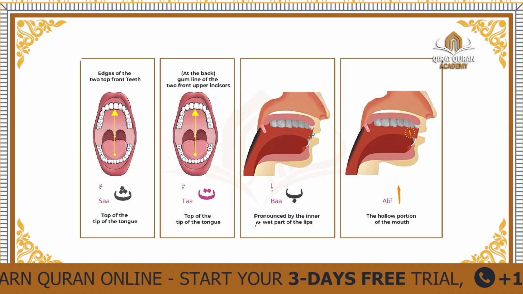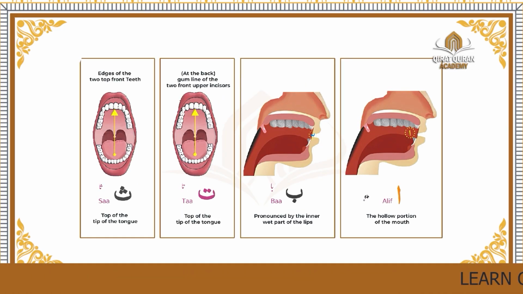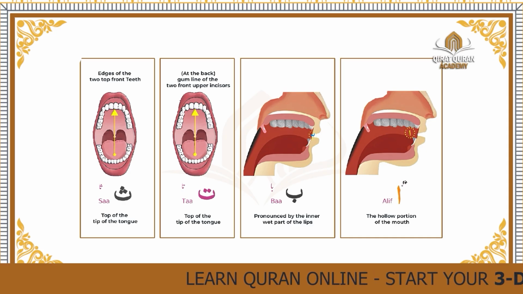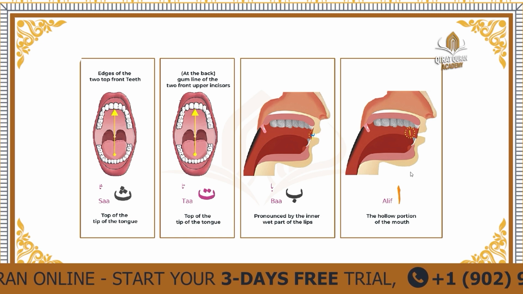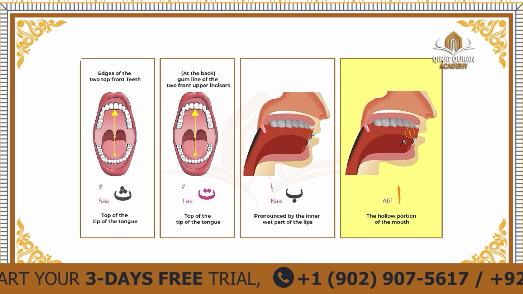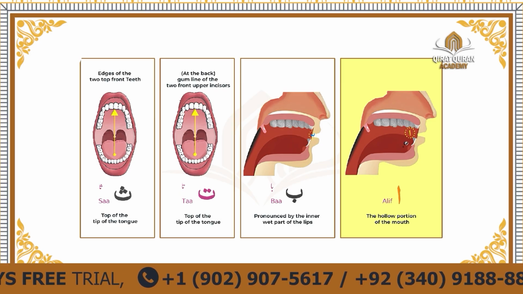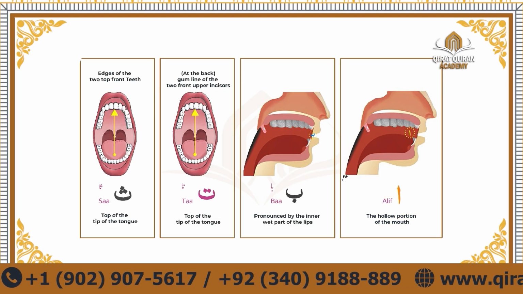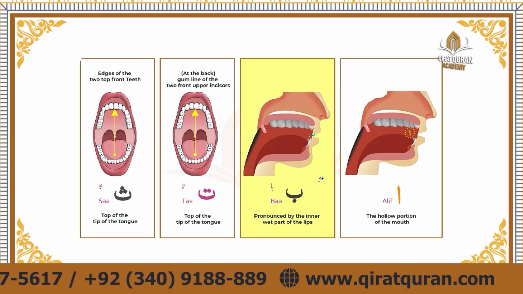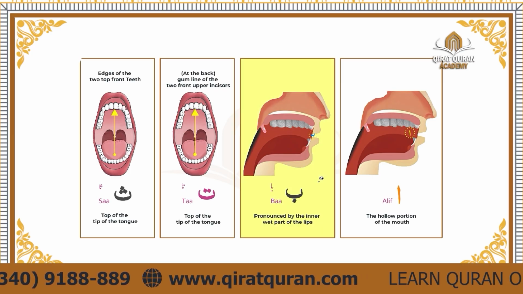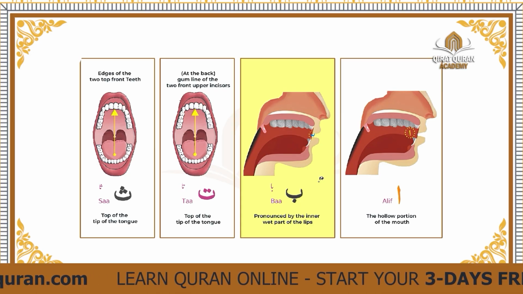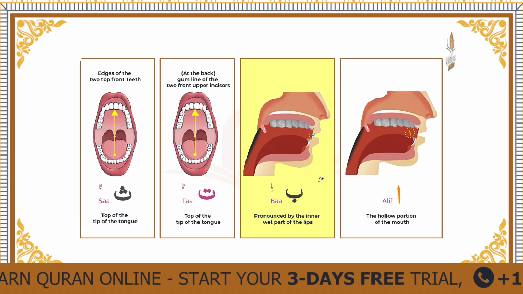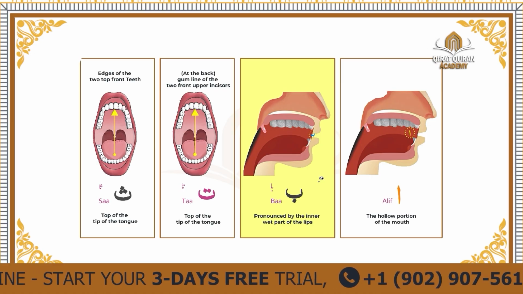And then we read about the articulation points, the pronouncing points of the letters. First we read about alif, that we have to pronounce alif from the empty space of our mouth. As you can see here in this picture, we pronounce alif from the empty space of our mouth. Okay, then we read about ba, that for pronouncing ba we have to use the inner sides of both lips. We have to connect the inner side of our lips, and that's how we pronounce ba.